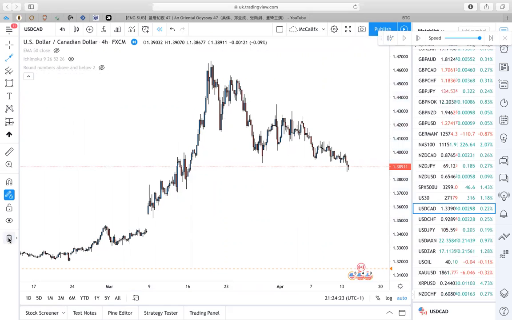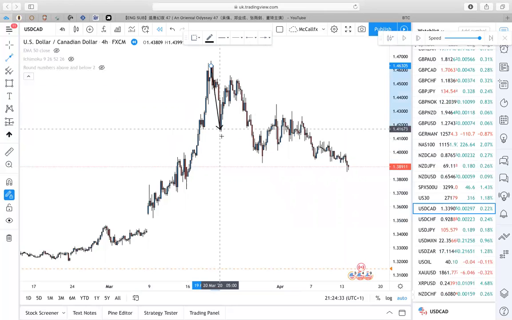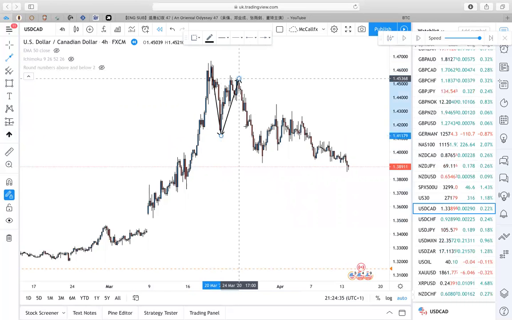So we're going to be using a trend and then support and resistance. Basically, what I'm seeing right here is the market dropping from this point, right? And it went up and then dropped again.